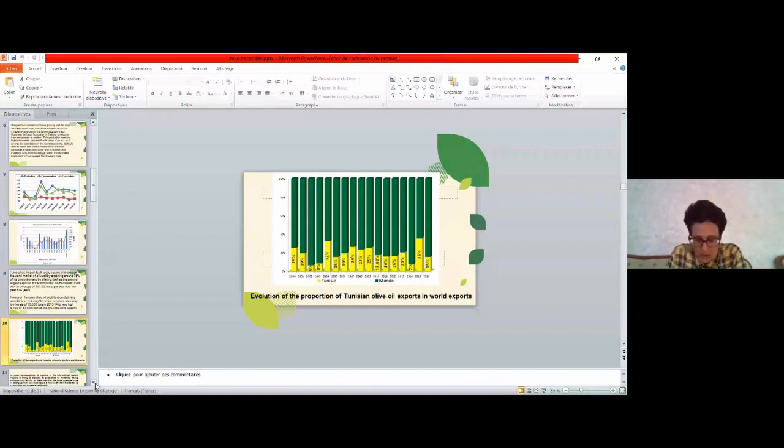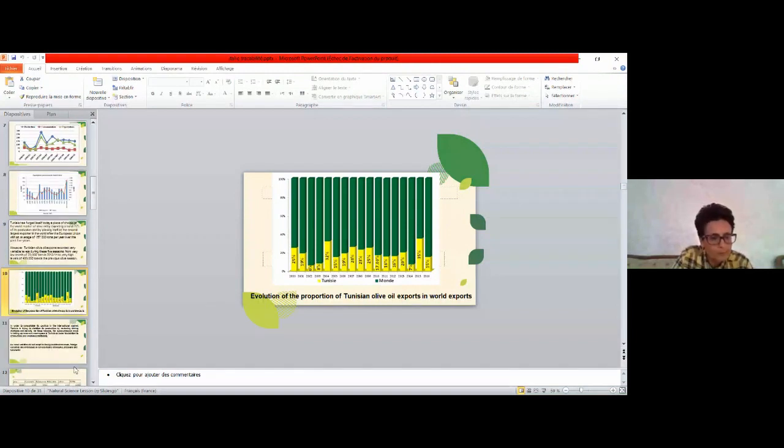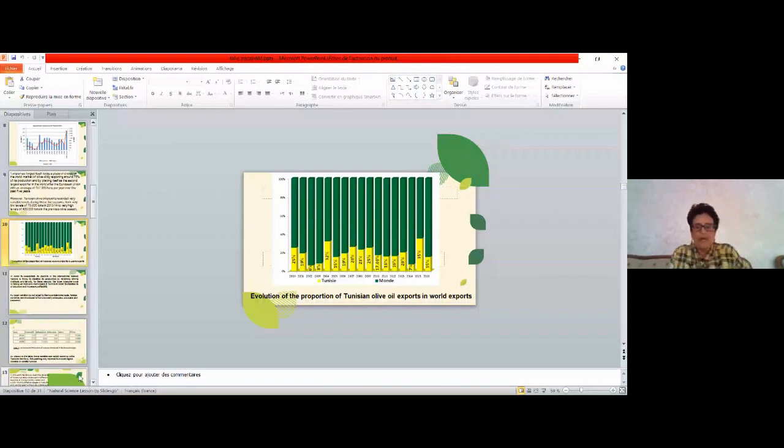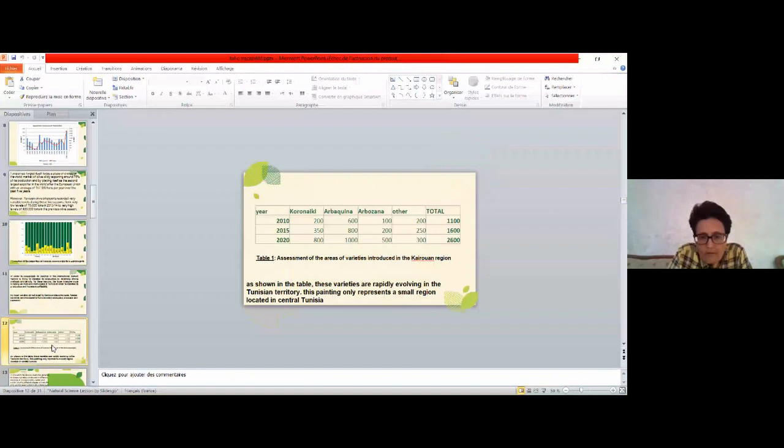In order to consolidate its position in the international market, Tunisia is trying to stabilize its production by reviewing driving methods and density. For this reason, the hyper-intensive mode is taking up more and more space in Tunisia in order to stabilize its production and increase profitability. As local varieties do not adapt to the hyper-intensive mode, foreign varieties are introduced in Tunisia, mainly Arbequina, Arbosana, and Koroneiki. As shown in this table, these varieties are rapidly evolving in Tunisian territory.